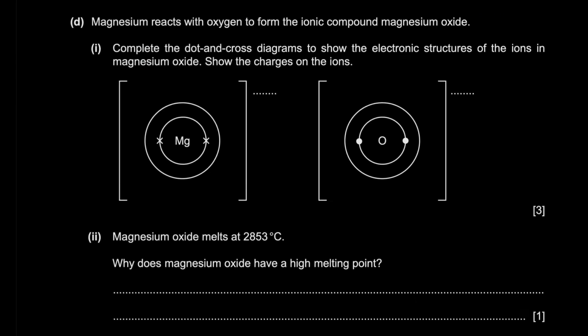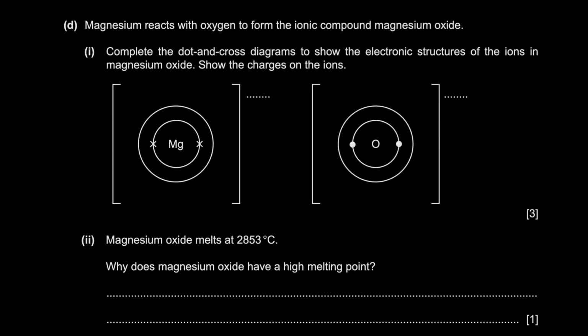Moving on to the second part. Here we go. Let's begin. Magnesium reacts with oxygen to form an ionic compound, magnesium oxide. Complete the dot and cross for this diagram. So magnesium has 12 electrons, looking at the periodic table, right? And it'll lose 2 electrons because it's in group 2. So it'll have how many left? Well, 10 left, 2 of which are already drawn.